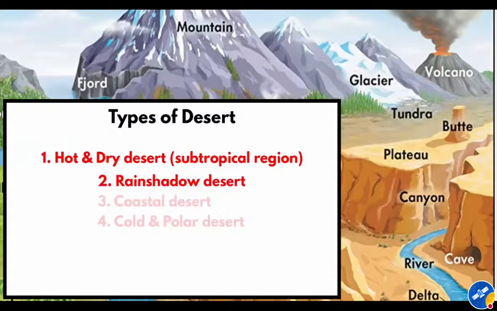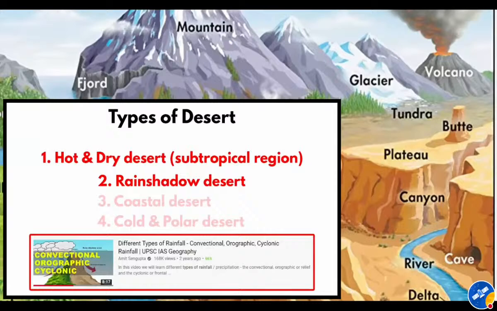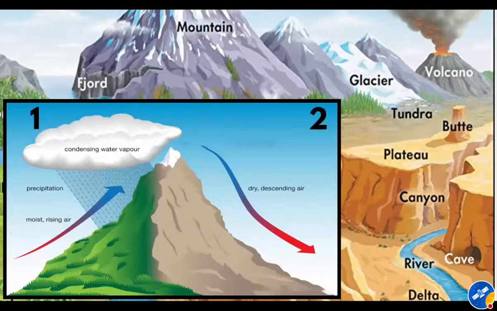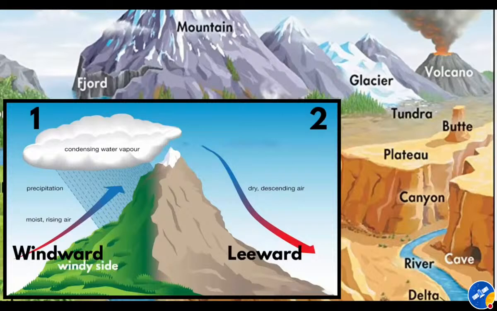The second type of desert is rain shadow desert. I want you to watch a video where I have explained different types of rainfall. In that, I have explained about orographic rainfall. So there are 2 sides of a mountain. One is the windward side and the other is the leeward side. By looking at the name, you can easily figure out that windward means the side of the mountain which faces a lot of wind. As a result, rainfall occurs. And leeward side is the opposite side, where it is dry and there is no wind. That means there is very little or no rainfall at all on the leeward side of a mountain.